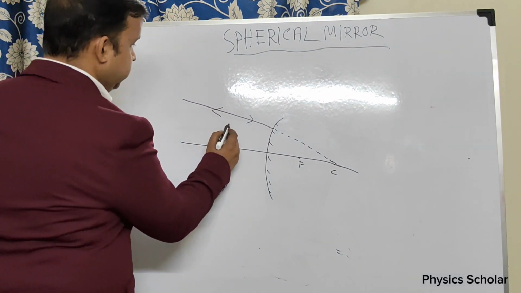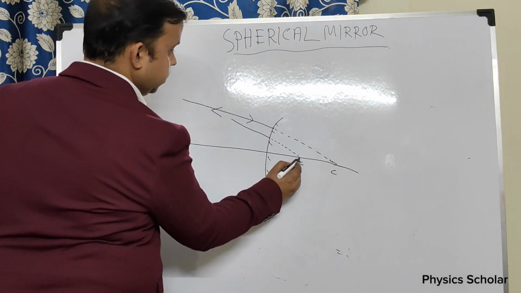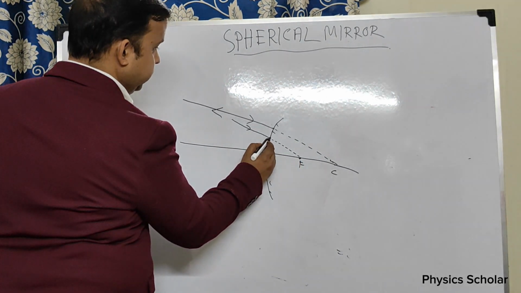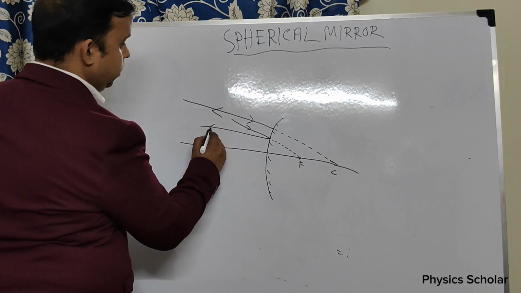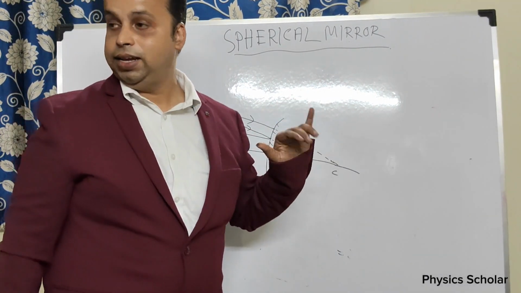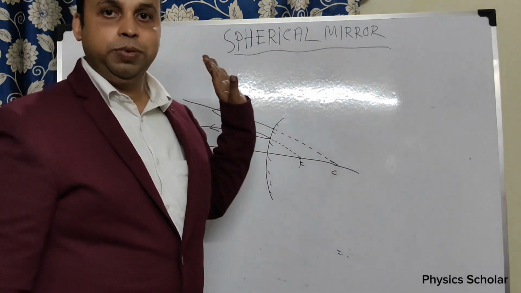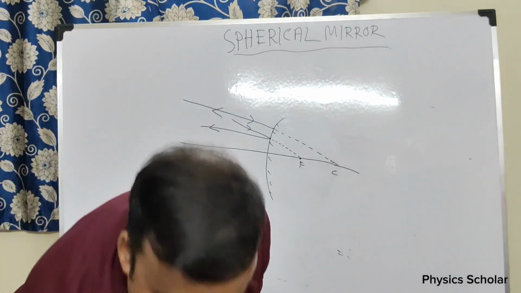But in the earlier cases, what we have seen is that if a ray of light appears to meet at the principal focus, then the reflected ray will be parallel to the principal axis. But if it appears to meet at the center of curvature, then what? Then along the same path it will be reflected back. Okay.